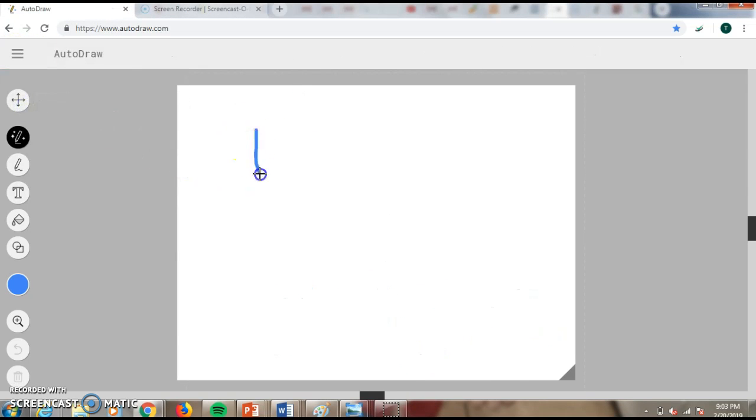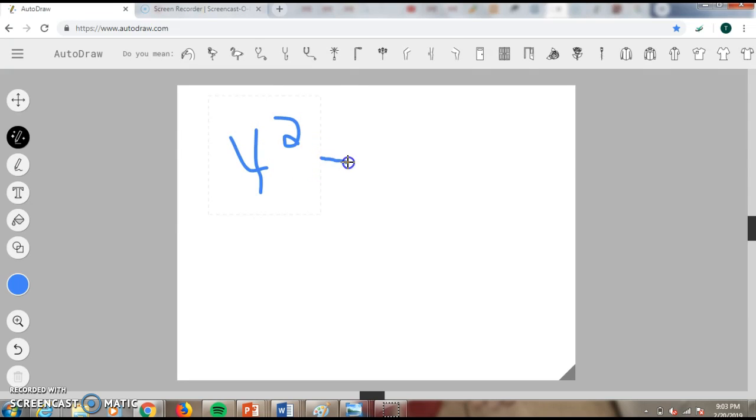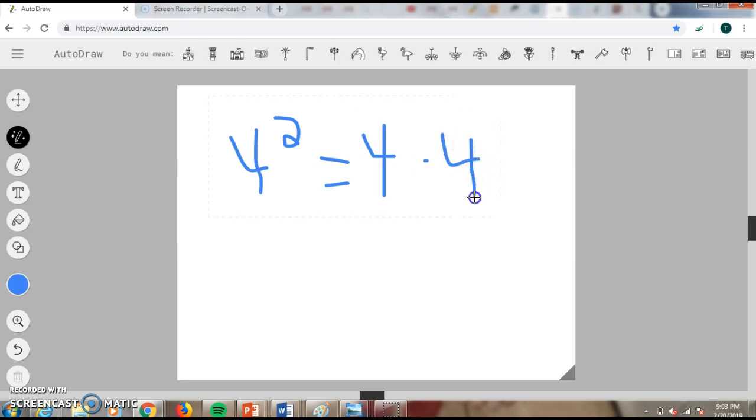Another one would be 4 to the power of 2, and this one should be pretty easy. 4 to the power of 2 just gives you 4 times 4. 4 to the power of 2, remember it's not 4 times 2, it's 4 to the power of 2, which is 4 times 4, which gives you 16.